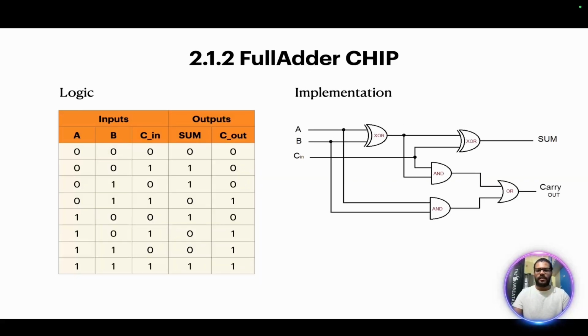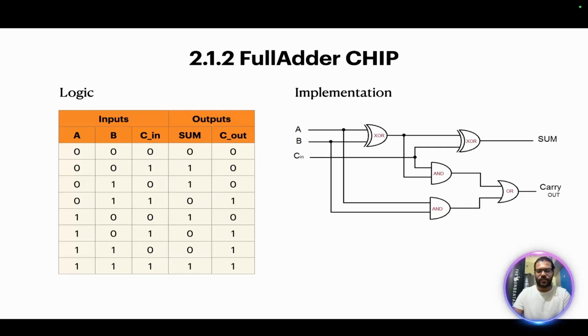And the logic gate or the circuit will look like this. You have two AND gates, one OR gate, and a couple of XOR gates. We'll implement this in HDL in some time. And this was full adder.